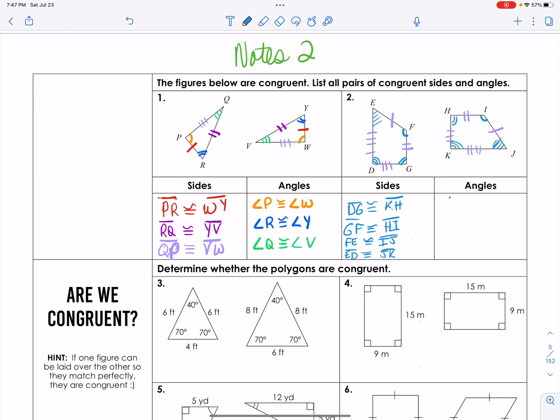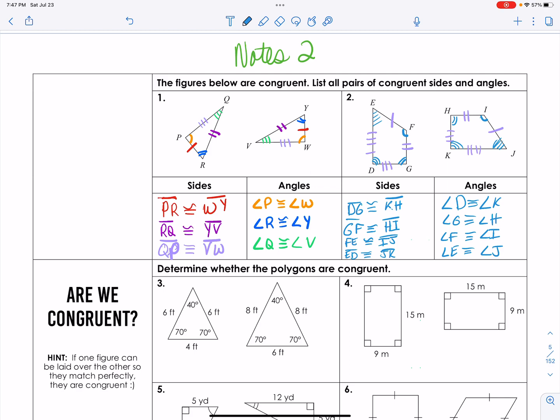And then on my angles, angle D is congruent to angle K. Angle G is congruent to angle H. Angle F is congruent to angle I. And angle E is congruent to angle J. So that's what your answers should have looked like.